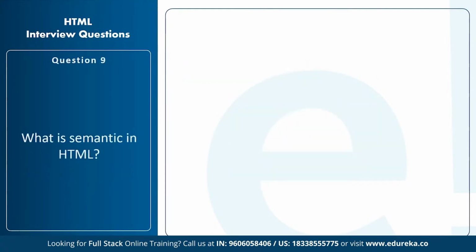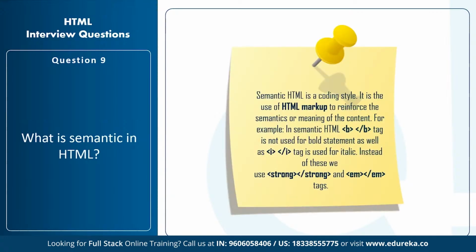Now the next question is, what is semantic HTML? Semantic HTML is basically a coding style. It is the use of the HTML markup to reinforce the semantics or meaning of the content. For example, we have the B tag which is used for bold statement and also the I tag which is used for the italic statement.